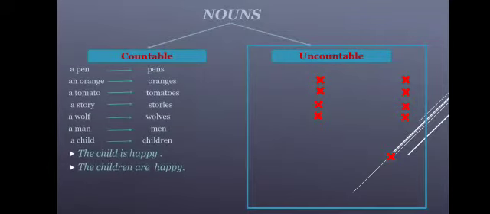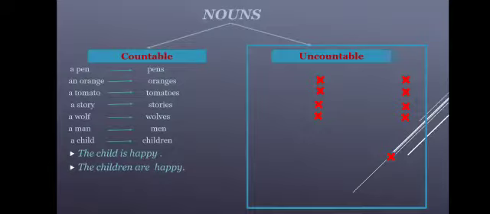Look at the column of countable nouns. I say a pen, pens, an orange, oranges, a tomato, tomatoes, a story, stories, a wolf, wolves, a man, men, a child, children. So here we have the singular form of the countable nouns by adding a or an before the noun, and we can change them into plural by adding s or es or ies or ves, or we change them totally like a man, men, a child, children.